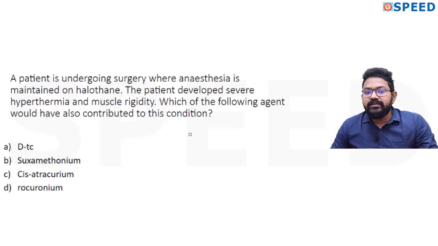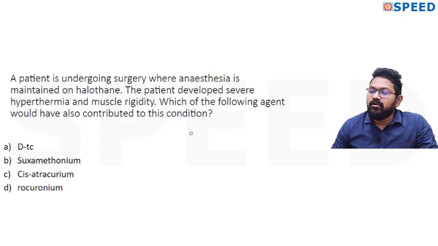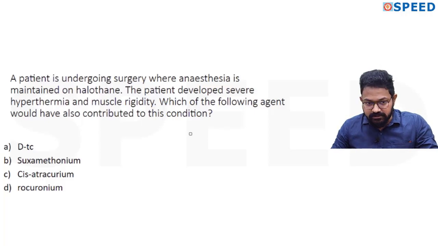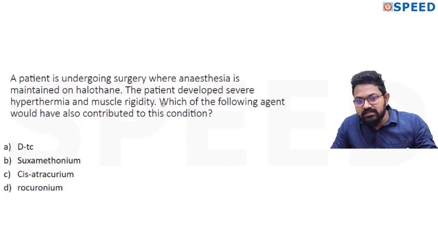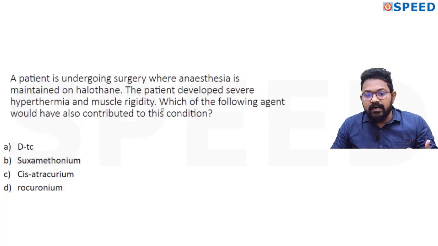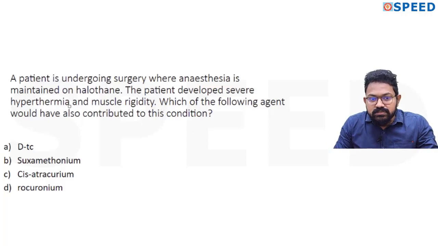Now let me take you to the second question. A patient is undergoing surgery where anesthesia is maintained on halothane. The patient developed severe hyperthermia and muscle rigidity. Which of the following agent would have also contributed to the condition? Your options are D-tubocurarine, suxamethonium, cis-atracurium, and rocuronium, right? So in this question, you know that the patient is on halothane, and after administration of halothane, the patient is going in for malignant hyperthermia.